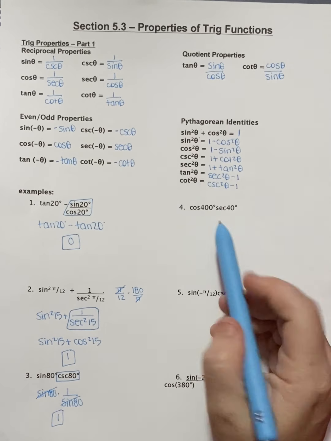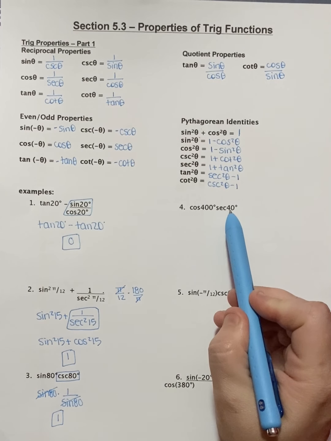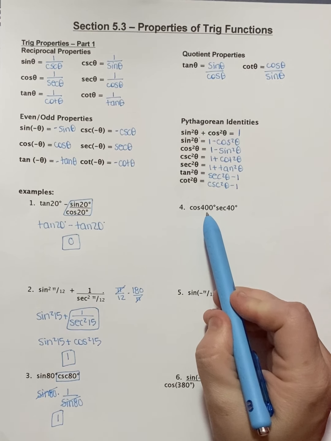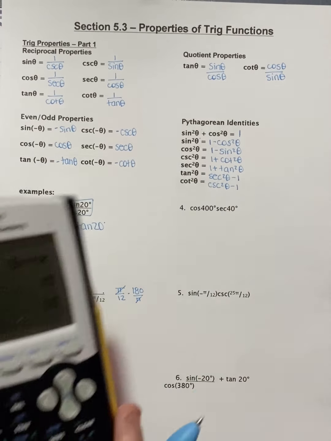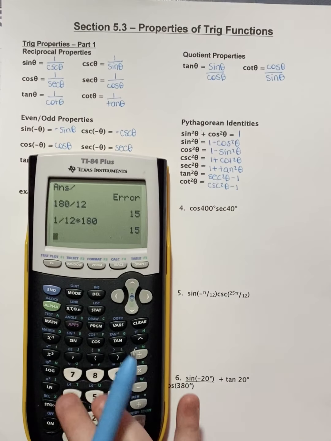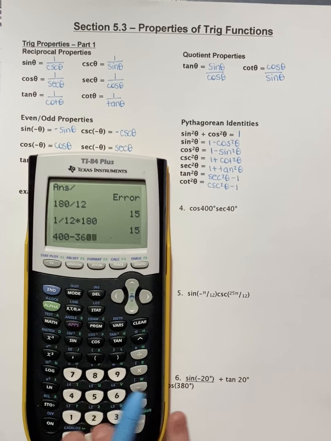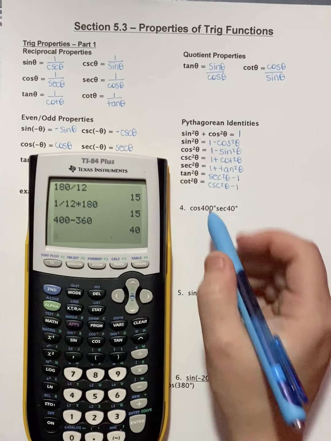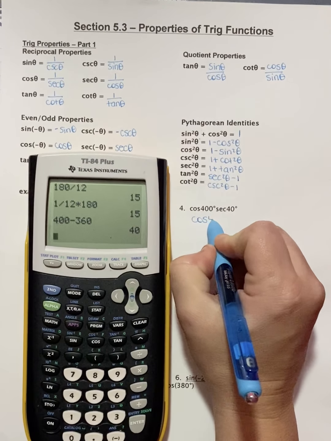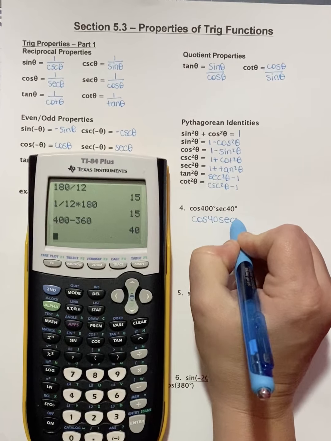Number 4, we've got 400, and we also have 40. So the first thing I need to do is change this 400 into a coterminal angle, which basically means I want this to be between 0 and 360. So to get a coterminal angle, I'm going to take my angle 400 and just subtract or add 360. So when I subtract 360, this is the same thing as 40. So I've got the cosine of 40 times the secant of 40.